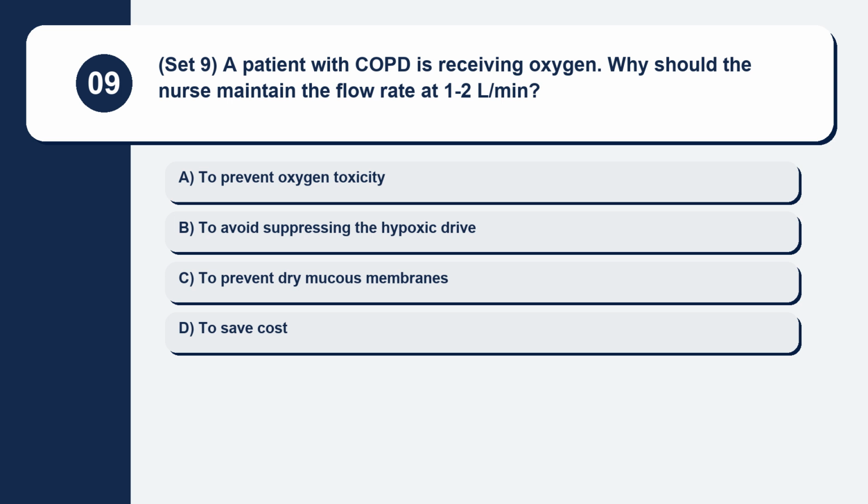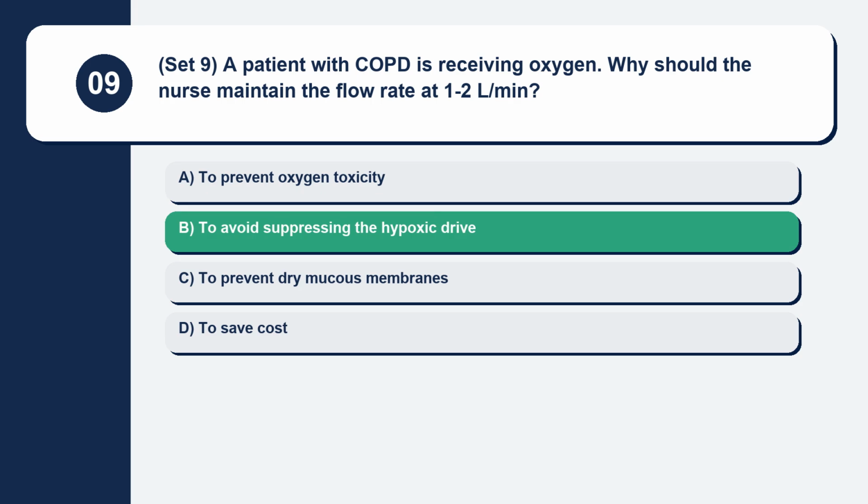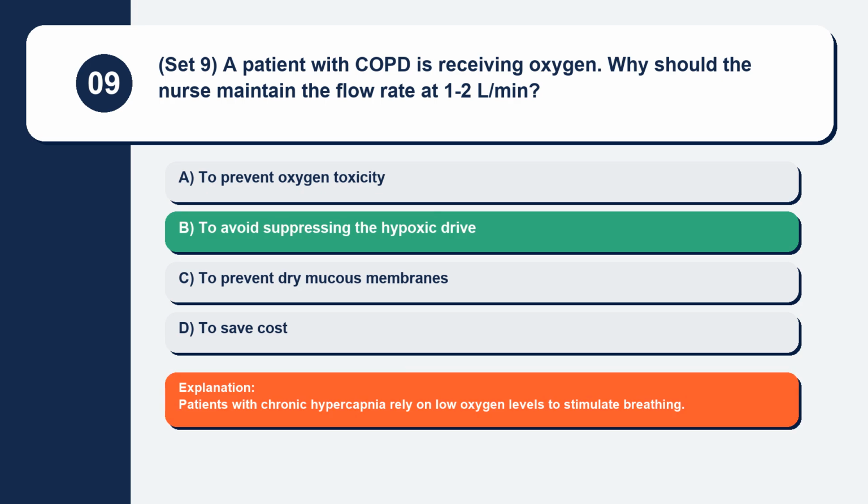Question 9. Set 9. A patient with COPD is receiving oxygen. Why should the nurse maintain the flow rate at 1 to 2 L/min? To prevent oxygen toxicity, to avoid suppressing the hypoxic drive, to prevent dry mucous membranes, to save cost. Patients with chronic hypercapnia rely on low oxygen levels to stimulate breathing.